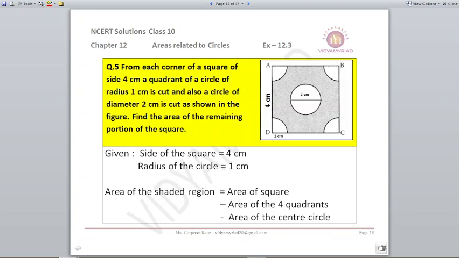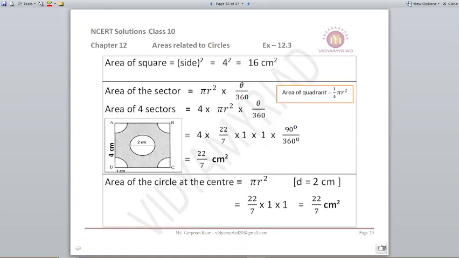How will we find it out? We need the full square area. Out of that full square area, we need to subtract the area of the 4 quadrants as well as the area of the center circle. So let us find out all this information one by one. Now the area of the square is 4 square, because the side is given to us as 4, so 4 into 4 comes out to be 16 centimeters square.